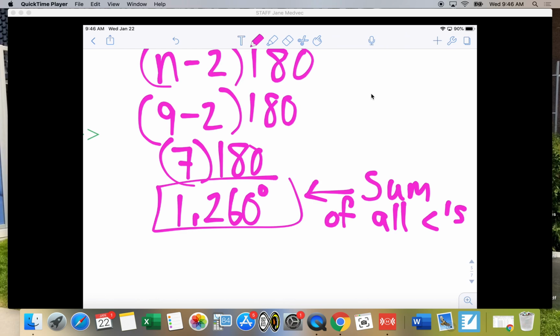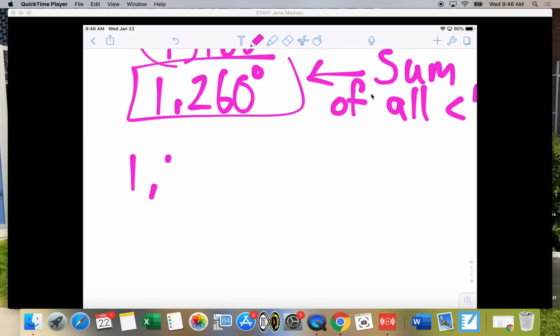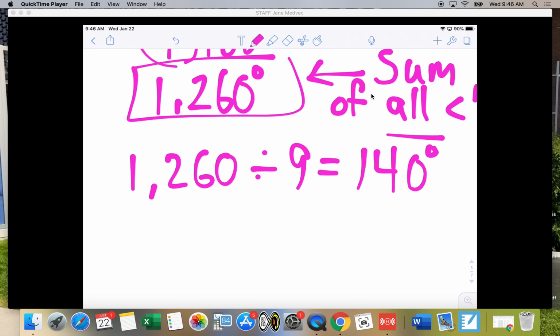That's what you found. If I wanted to find the measure of one of those angles, what would I do? Yes. Divide by 9. Very good. So I take 1,260, divide it by 9. I end up with 140 degrees. And that is one angle.